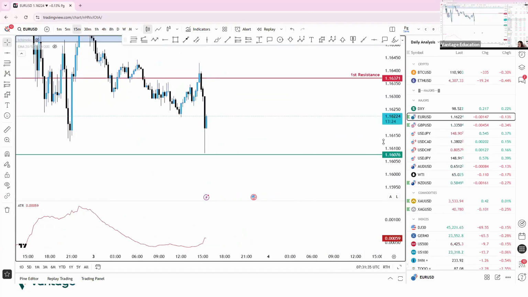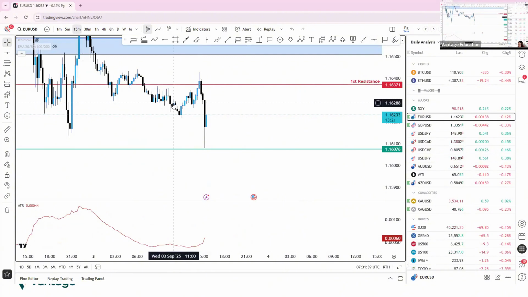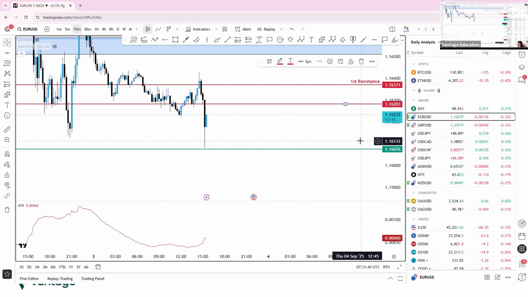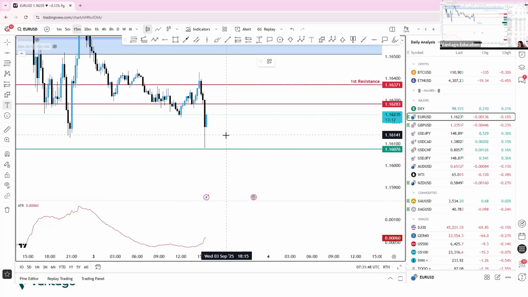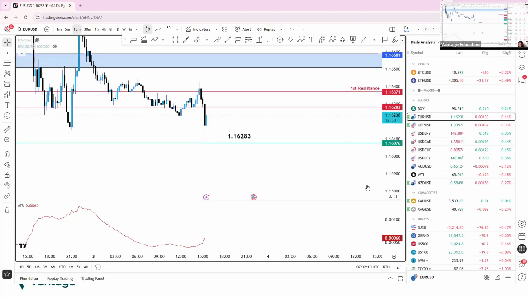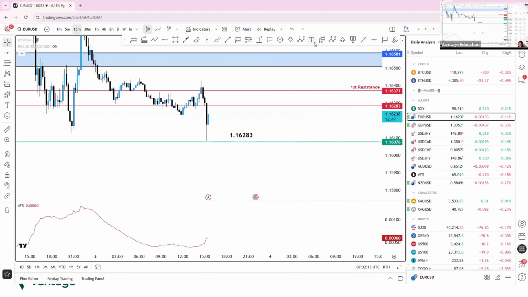You can put a pending order. Let's say you want to put the pending order at this level, and you take this number, which is 1.16283, okay, and the ATR is about 47, 60, 47. We just take roughly 0.00050.